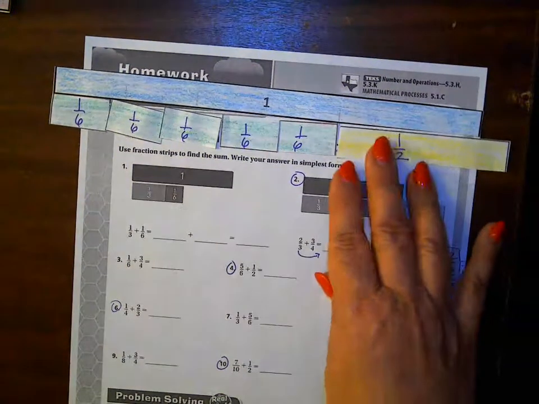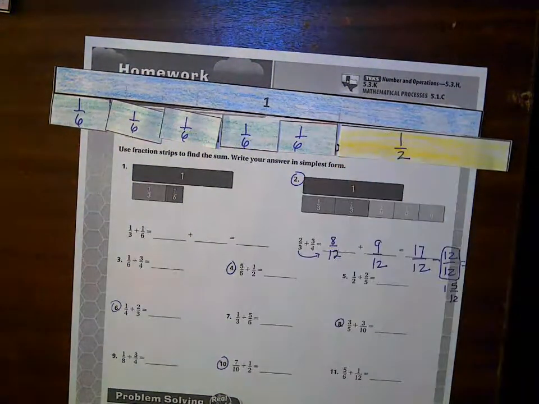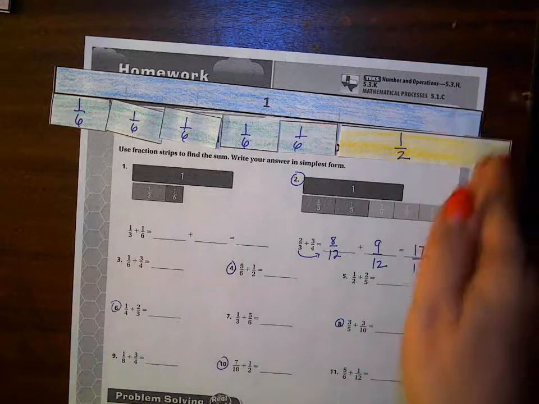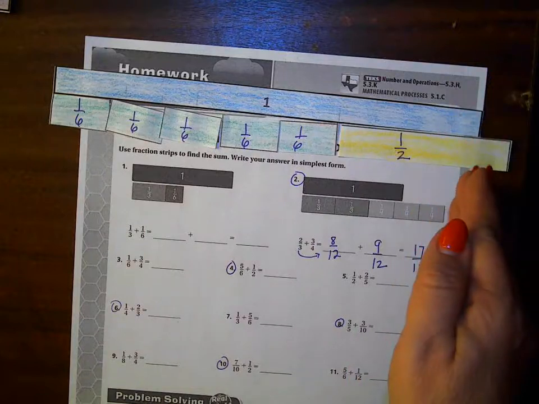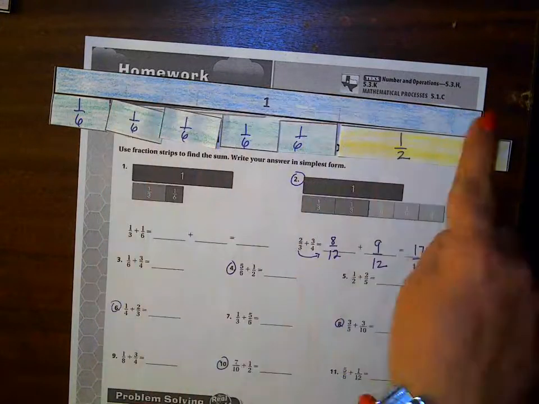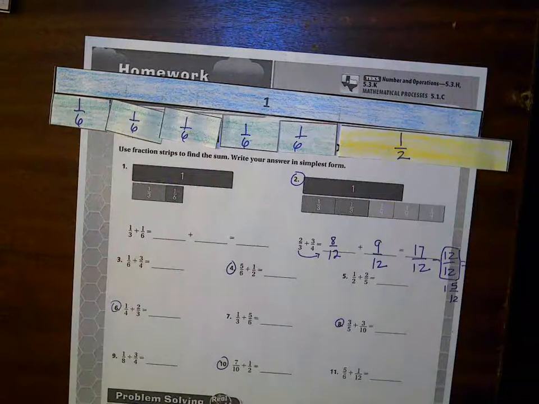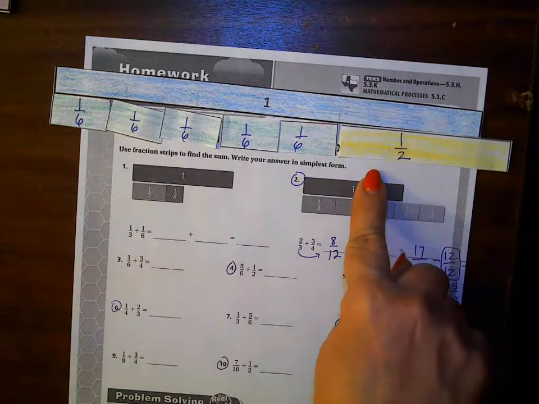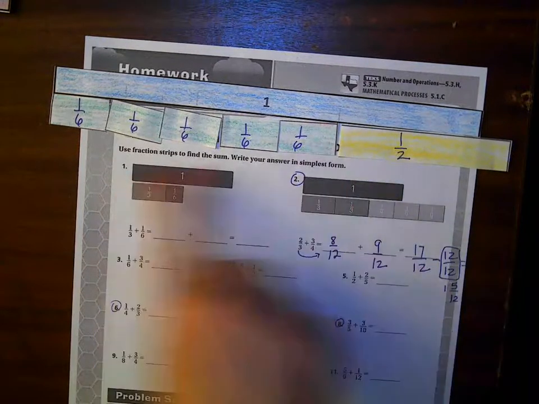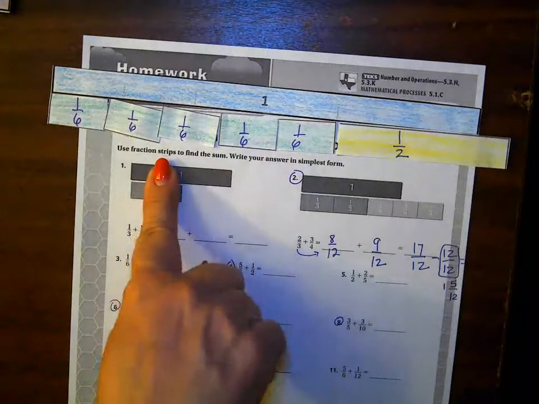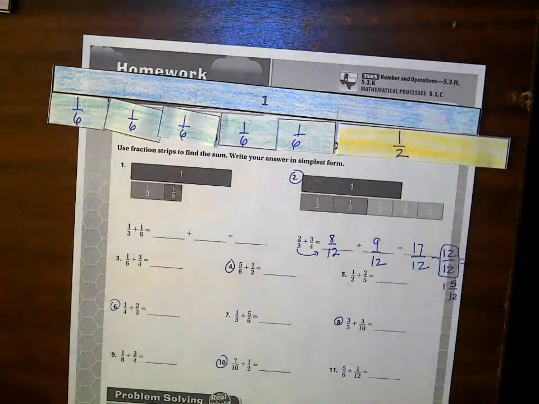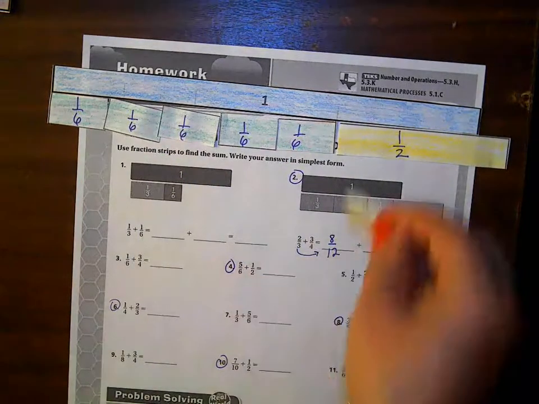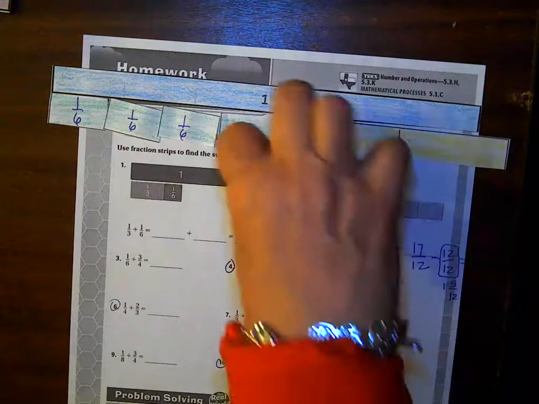Looking at this one right here, is the answer going to be greater than 1? Absolutely. So you're going to end up getting a mixed number because you can already see that it's going to be greater than 1, because this is your benchmark 1. So now I need to find out, well, I need smaller pieces to go into the 1/2. So since I already have the 1/6, I'm going to check to see if I can use more of the 1/6. So it's 1/6.